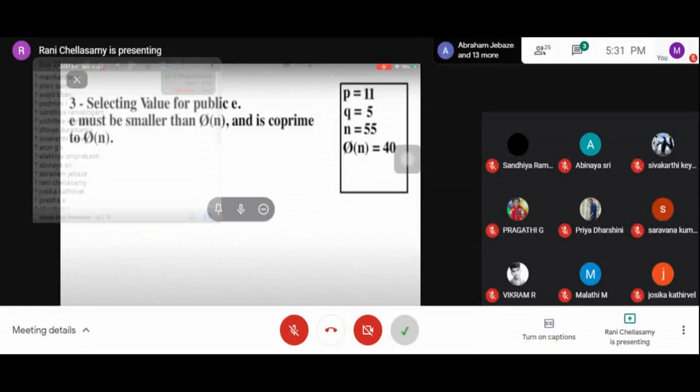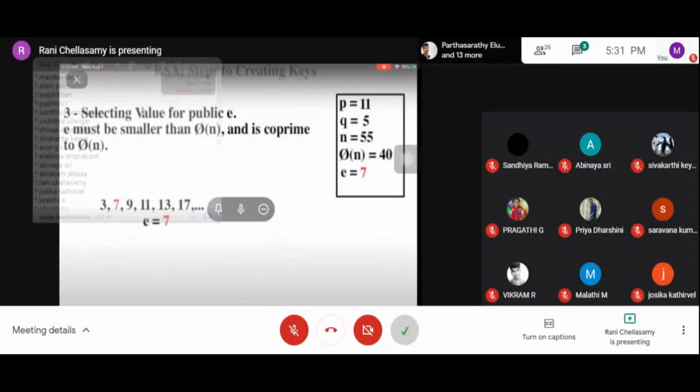What is meant by co-prime? It means two numbers that don't share any factors except 1. So you have to compare with 40. The public key value must be smaller than the totient function value 40, and it should be co-prime also.